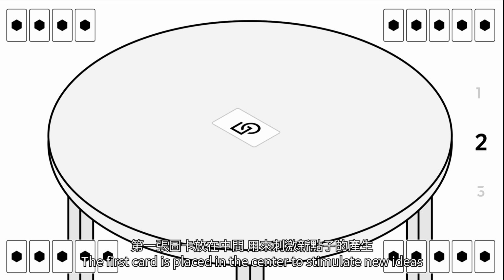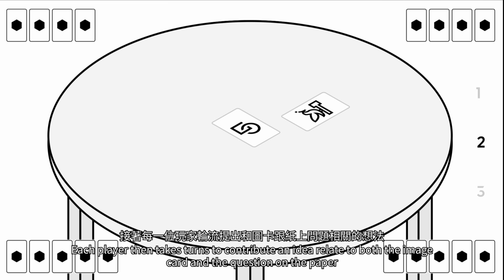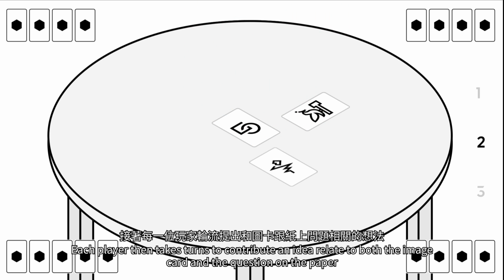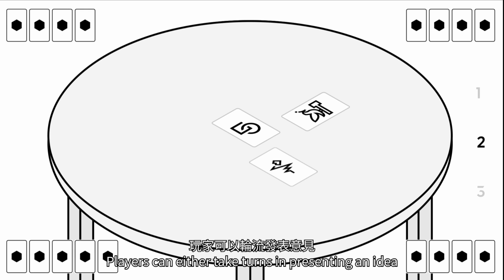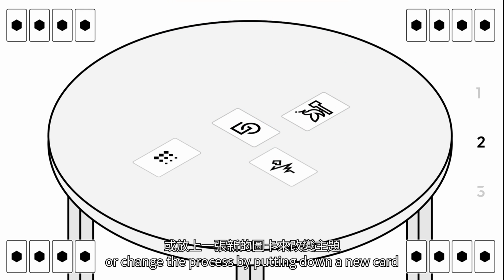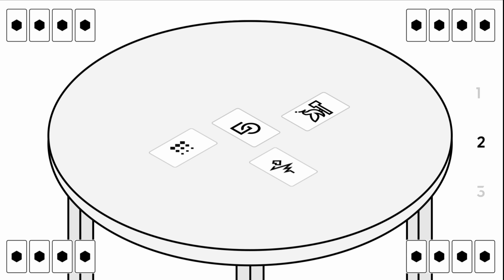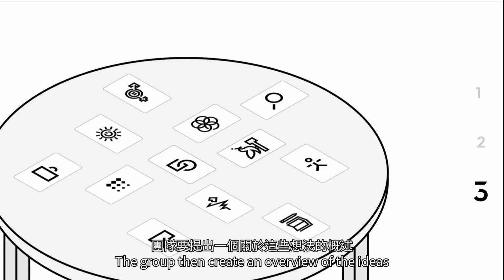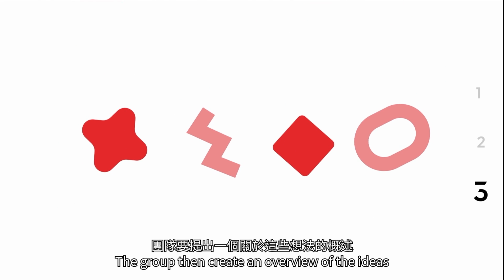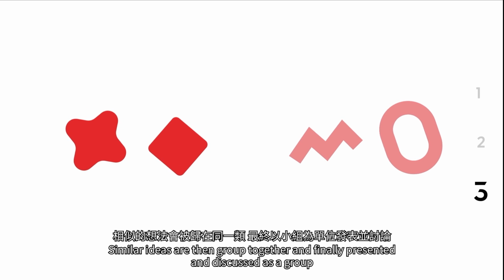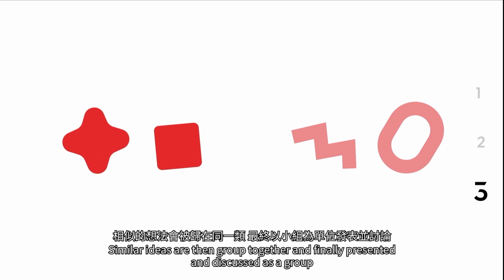The first card is placed in the centre to stimulate new ideas. Each player then takes turns to contribute an idea that relates to both the image card and the question on the paper. Players can either take turns in presenting an idea or change the focus by putting down a new card. Lastly, when all 5 cards have been used, the group then creates an overview of the ideas. Similar ideas are then grouped together and finally presented and discussed as a group.